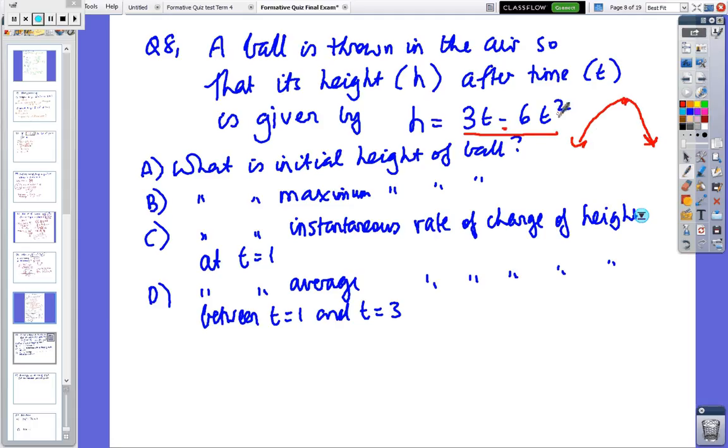So we've got a series of questions to do: initial height, maximum height, instantaneous. Now instantaneous means it's a derivative, and then we've got an average over 2 time periods. Okay, so have a go. If not, I'll be doing the answer in a couple of seconds.